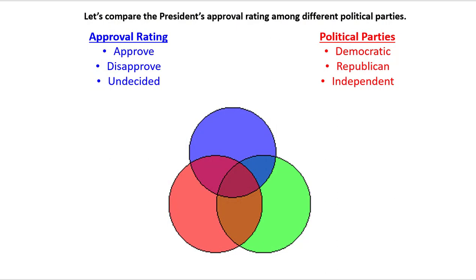So let's look at this example. It says, let's compare the president's approval rating among different political parties. So here we're talking about two different categories. We're talking about the approval rating and we're talking about political parties. Now, under each one, there are different options or different choices that you have. For approval rating, you have the choice of approve, disapprove, or undecided. For political party, your choices are Democratic, Republican, or Independent.